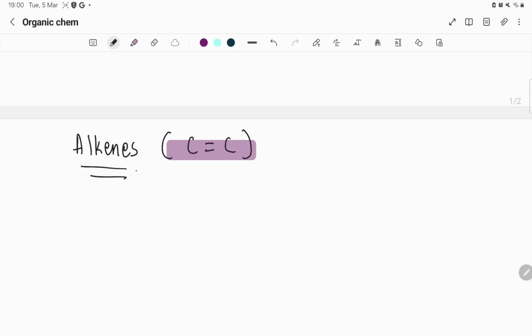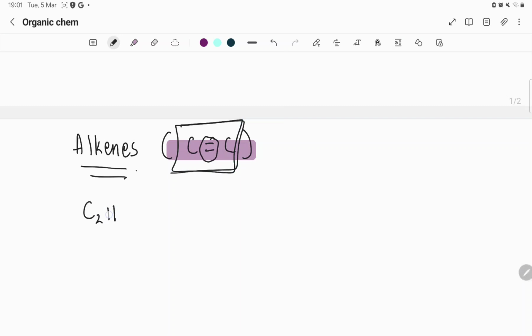Now, there is no methane because methane represents a compound with a single carbon atom, and that's not possible in alkenes because you need a double bond present. That is necessary. So basically, you need this exact thing present at least once in the compound. Therefore, methane doesn't exist. We start off with ethene.